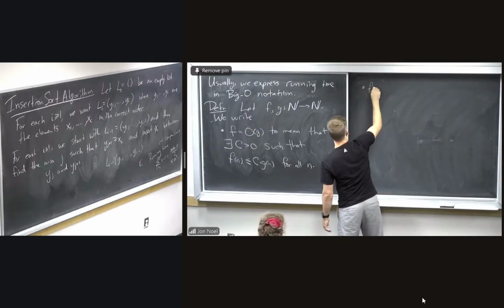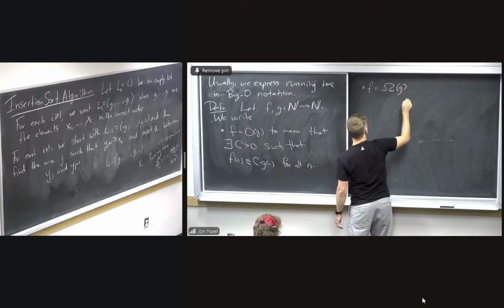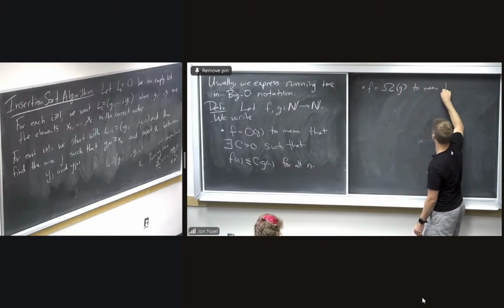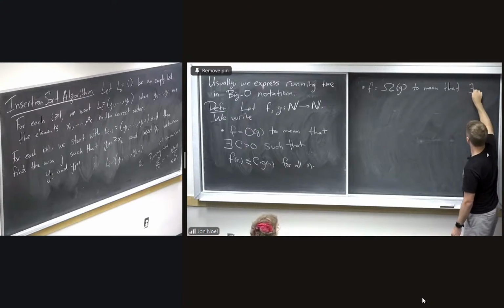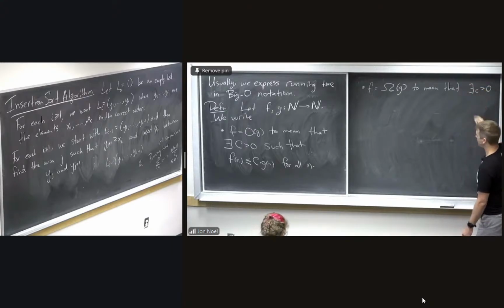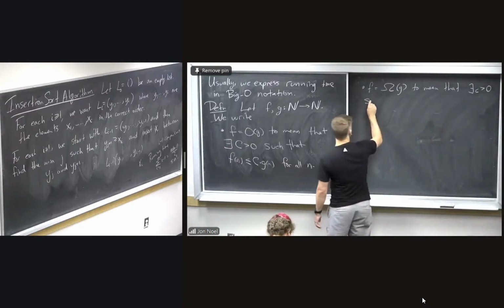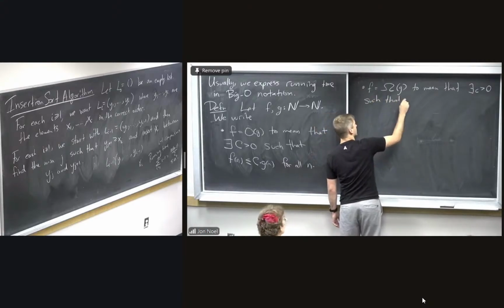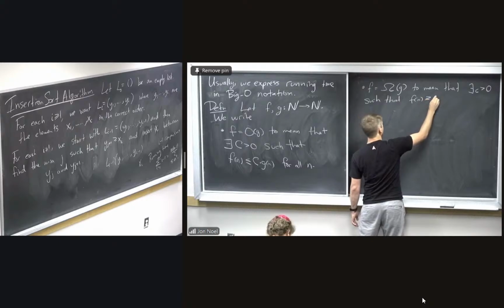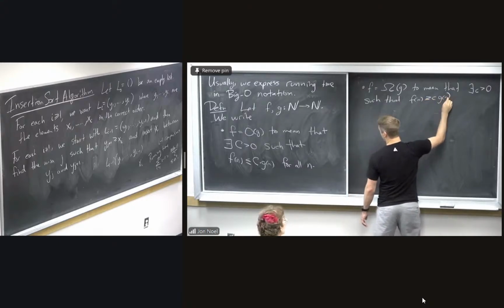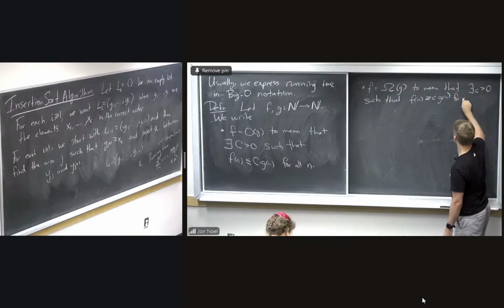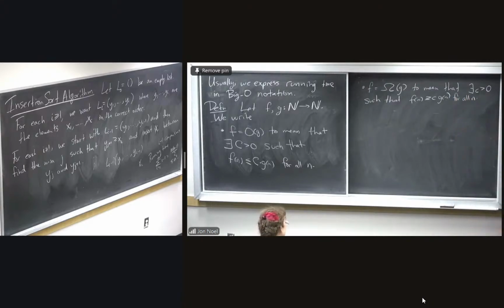So we write f is equal to omega of g to mean that there exists, this time I'll write it as a small c, so positive c, such that f of n is at least c times g of n for all n. So it's kind of the same thing as big O, except now we're asking for a lower bound, not an upper bound.